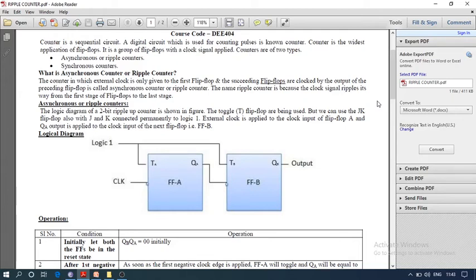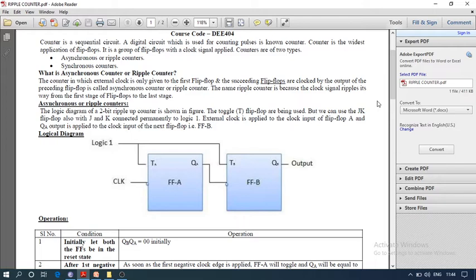Okay student, today our topic is ripple counter. In an earlier video, we have seen what a counter is, that is counting from 0, 1, 2, 3, 4 and again 0. So counting the event, right? So what is a ripple counter or asynchronous counter?